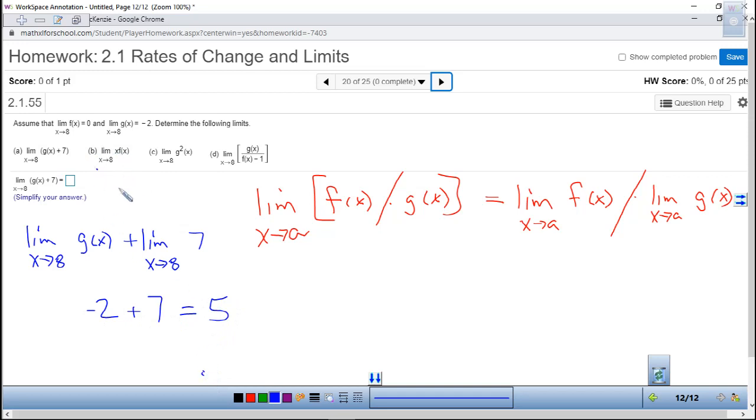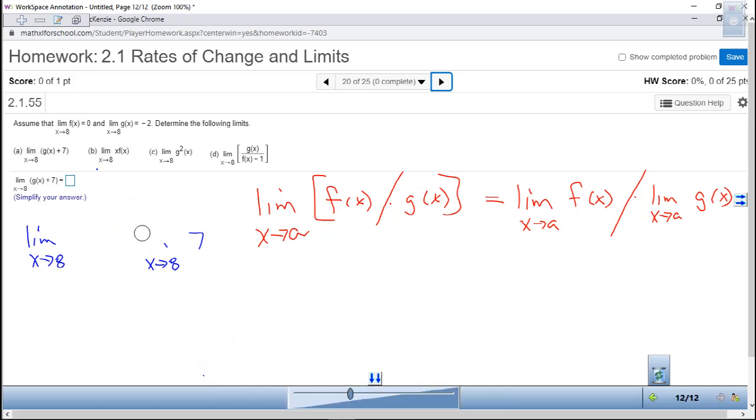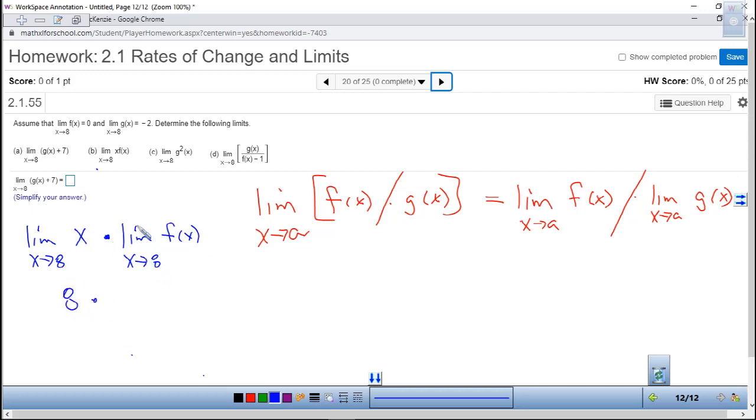Now, the same thing happens with b here, except it's a product. So in this case, we're going to split this product up, and find the limit as x approaches 8 of x, and multiply that times the limit as x approaches 8 of f of x. Now the limit as x approaches 8 of x is just going to be 8. And they told us the limit as x approaches 8 of f of x is 0. So we're going to get 0 once we multiply those out.